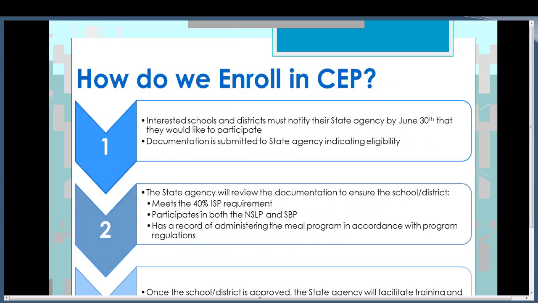And once you've determined you want to elect CEP, let your state agency know by June 30th. Each state has its own application process, but you'll need to submit documentation to support your ISP, and that usually includes your lists of your identified students. Once you submit that information, your state agency will review it and make sure you meet their eligibility requirements, and then, of course, provide any necessary training and technical assistance to help with implementation.